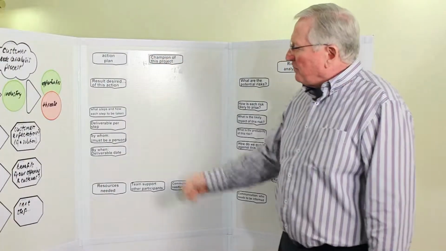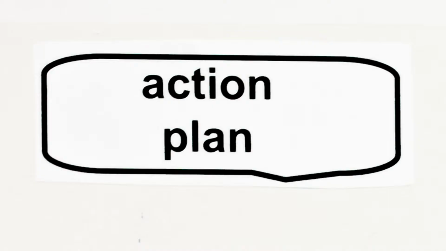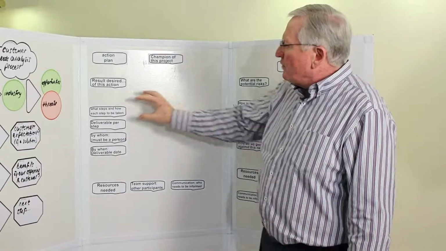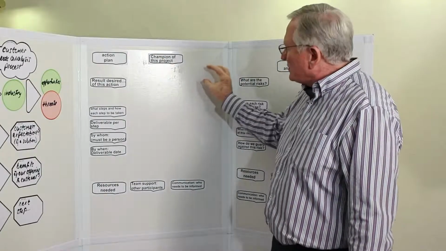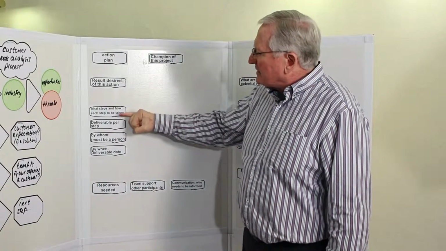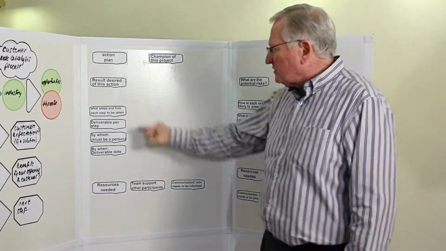So this is an example of a customized template. Now here is a common or generic one. It's used often. It's an action plan template for putting together that plan of action. We need to know who is going to champion this project. We need to know what is the result we're expecting. If we put this plan together, what result would we expect to achieve at the end? Then once we know that, in order to get there, what are all the steps we have to take and how will we take each step? What are the details of those steps?